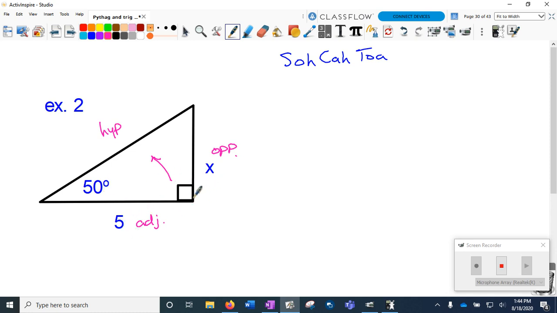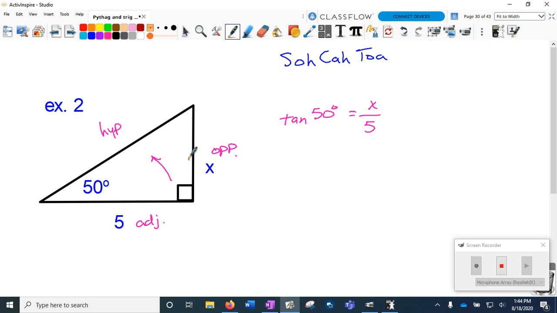Now I'm going to look at my trig magic word, and I'm going to see which trig value has these three pieces of information in it: the angle, opposite, and adjacent. Look in your trig magic word. Which one uses opposite and adjacent? Yeah, tangent. We're going to say tangent, not tan, right? So tangent of 50 degrees equals O, which is opposite, that's our x, over A, which is the adjacent, so that's 5.